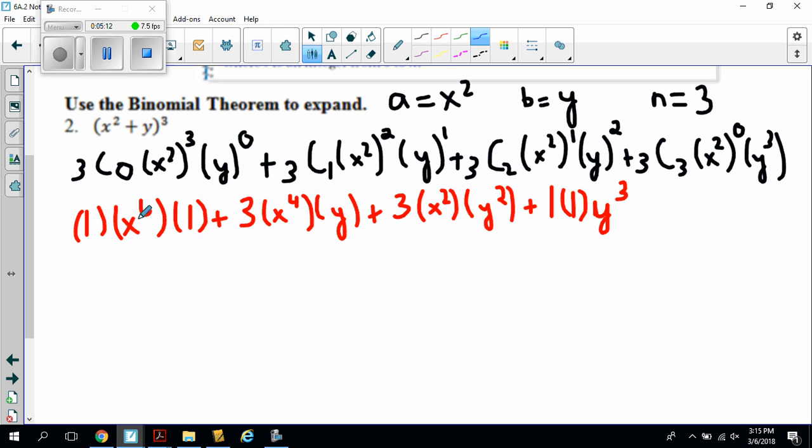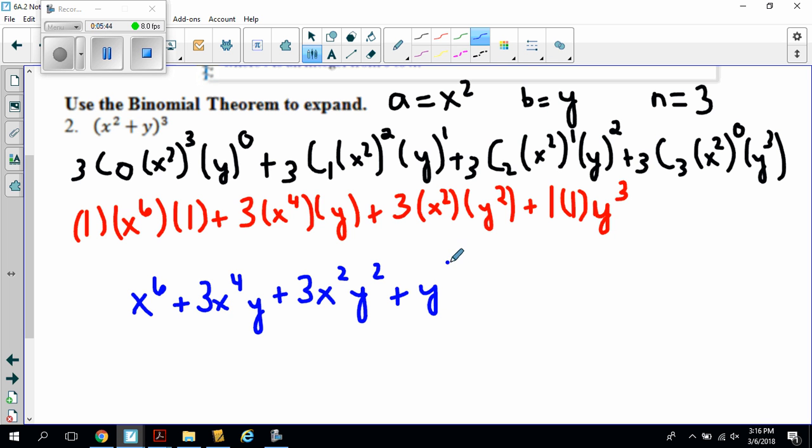So now I have 1 times x to the 6 times 1. That just gives us x to the 6. And I have plus, for our next term, 3 times x to the 4th times y. Plus, now here I have 3 times x squared times y squared. And then lastly, I have plus 1 times y cubed. So that'll give me y cubed.